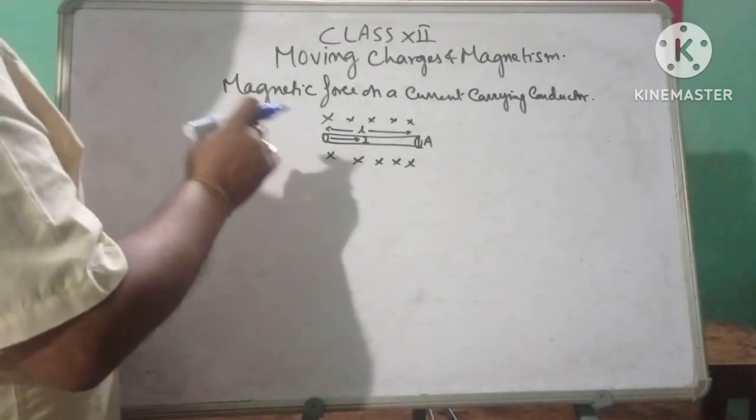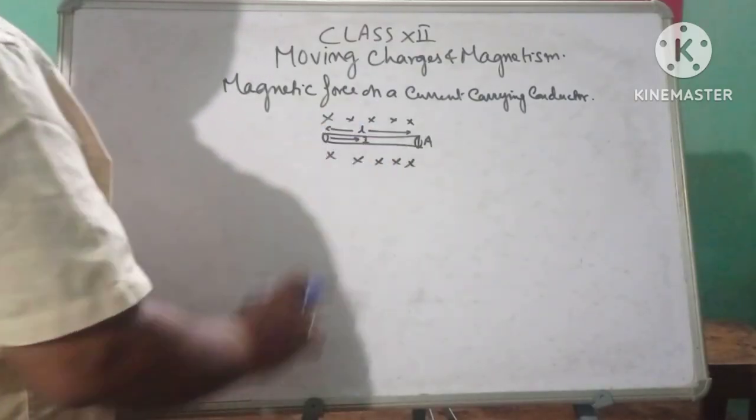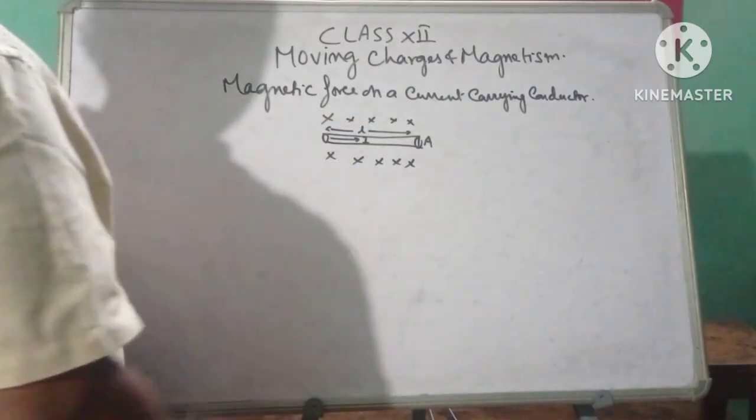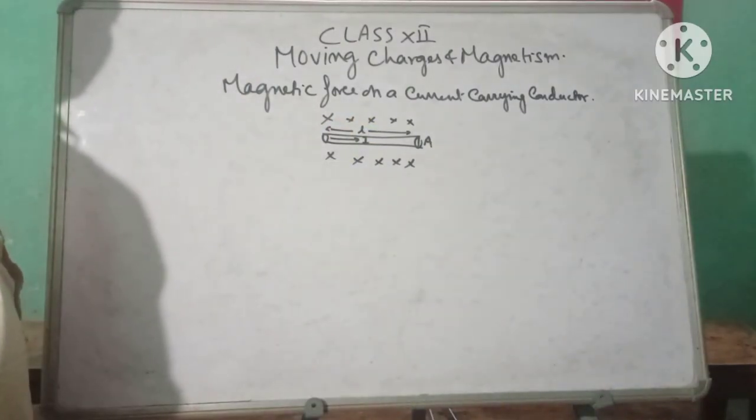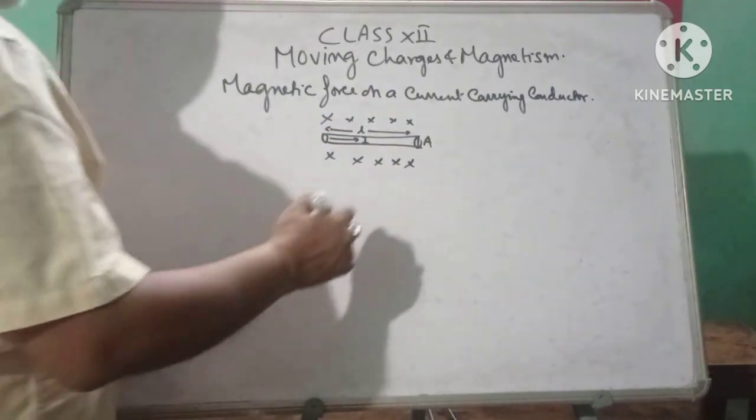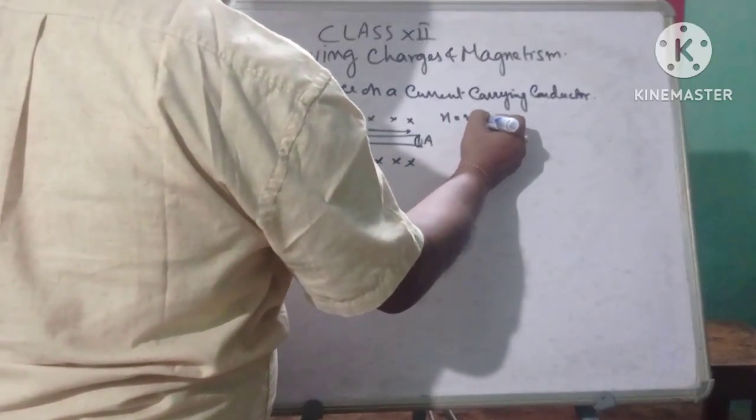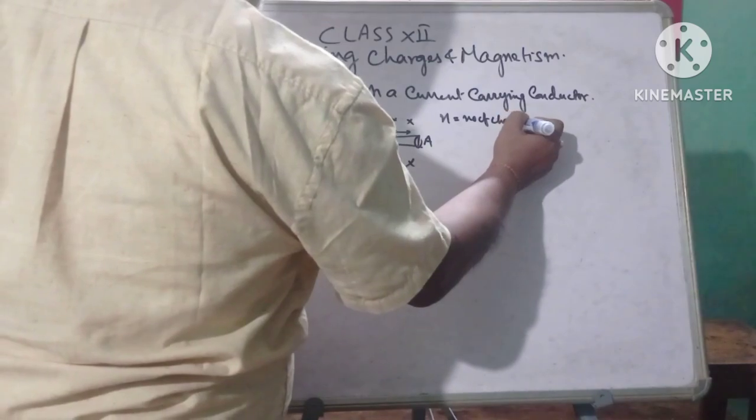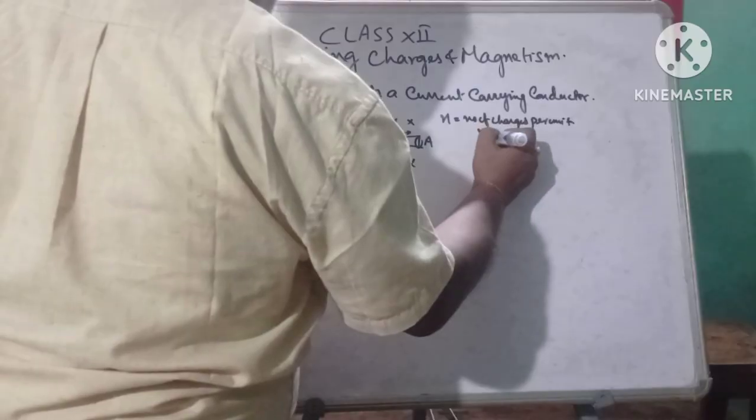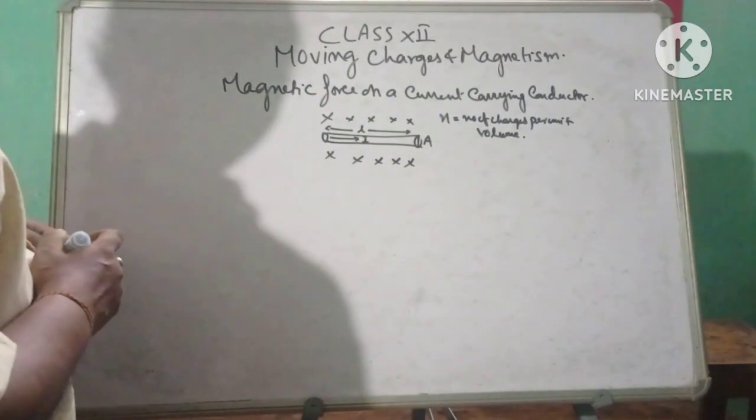When a current carrying conductor is placed in a magnetic field, we have to find out the force exerted by this magnetic field on the conductor. So here the length of the conductor is L, A is the cross-sectional area, and N is equal to the number of charges per unit volume.